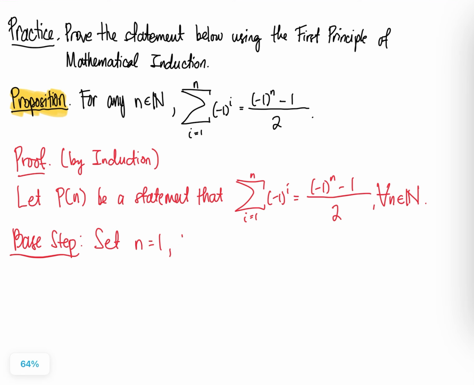And of course, then we have P of 1 is going to be the statement where the summation of negative 1 raised to I, and of course our I becomes 1 because that's our upper limit, with I running from 1. So basically, we only have one term here. Well, negative 1 raised to 1 is clearly negative 1. And that's our left-hand side. We will try to check if that is true for our right-hand side: negative 1 raised to a certain positive 1, minus 1, over 2.